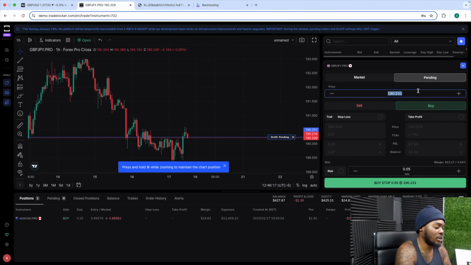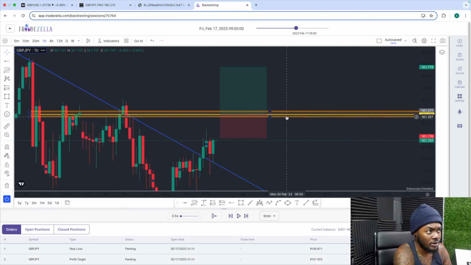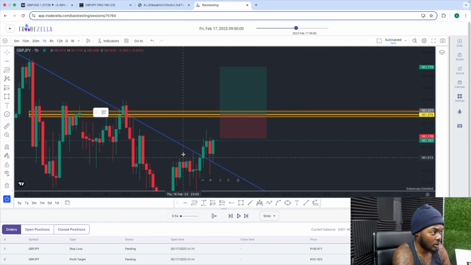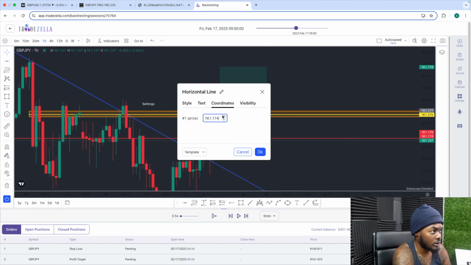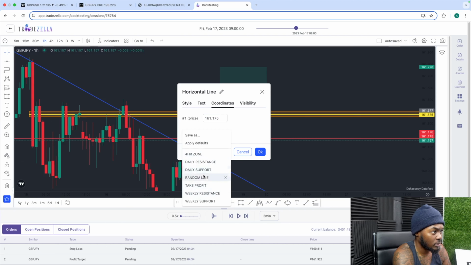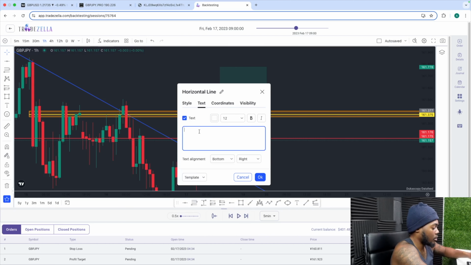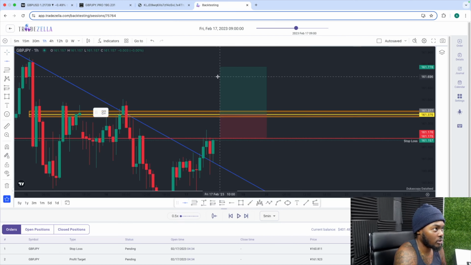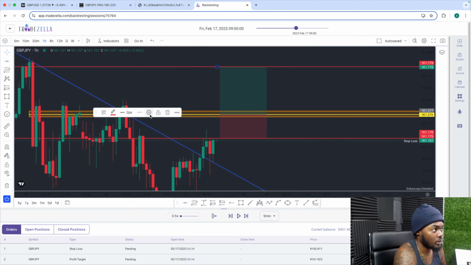So the price point that I would like to get in at is 161.375. And that is simply because this is where I would like to enter, right here at my yellow line. And let's just say my stop loss was here, right? At 161.175 stop loss. And let's label that stop loss. So we have our stop loss labeled, and let's also label our take profit, which is here.